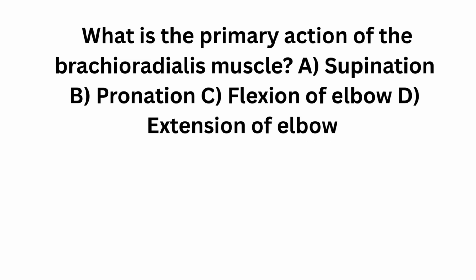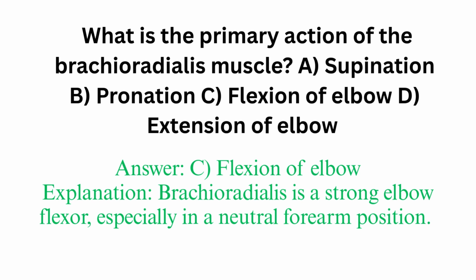MCQ 13. What is the primary action of the brachioradialis muscle? A. Supination. B. Pronation. C. Flexion of elbow. D. Extension of elbow. Answer. C. Flexion of elbow. Explanation. Brachioradialis is a strong elbow flexor, especially in a neutral forearm position.